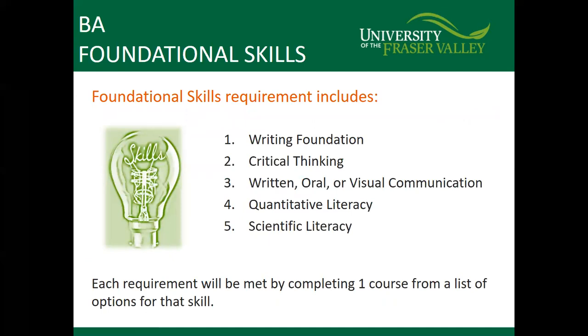So those foundational skills or general education requirements, those are further broken down into 5 main requirement areas. Each one of these 5 requirements has an associated list of courses. You'll be choosing one course from each list that will meet each one of these requirements. So it's most likely that you're going to be choosing at least one of these courses to complete in every single semester. So we're going to talk about that a little bit later.